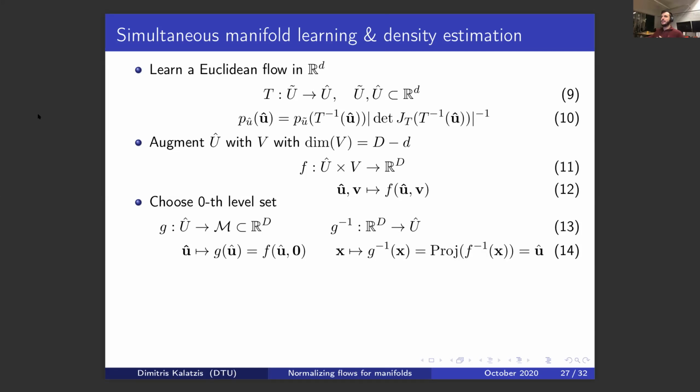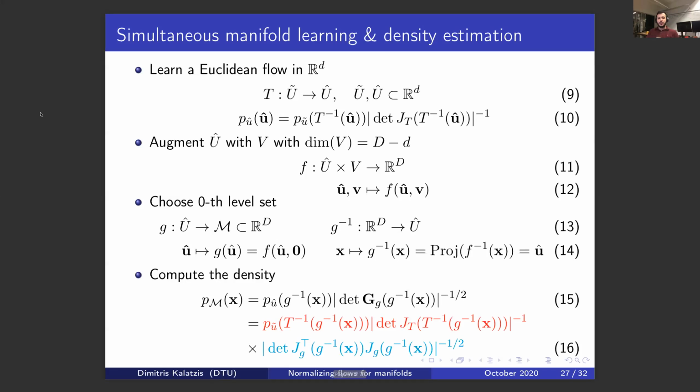Finally, the density on the manifold is given by this sort of ugly expression. So to unpack it, the red highlighted part of this expression is due to the density estimation with T. And while it doesn't really show it, it's still the usual change of variables. However, the light blue part is due to the embedding, G.